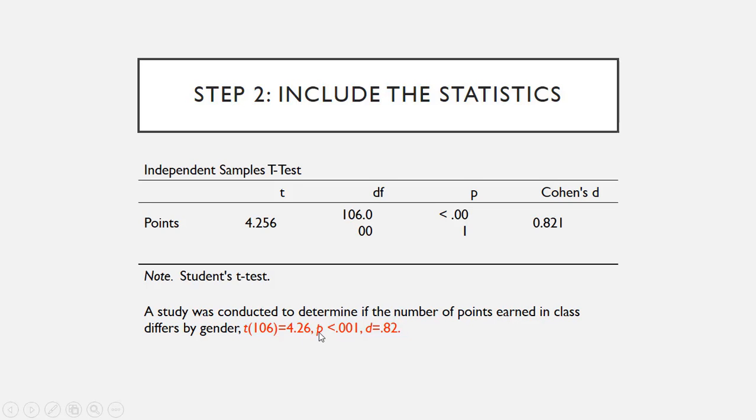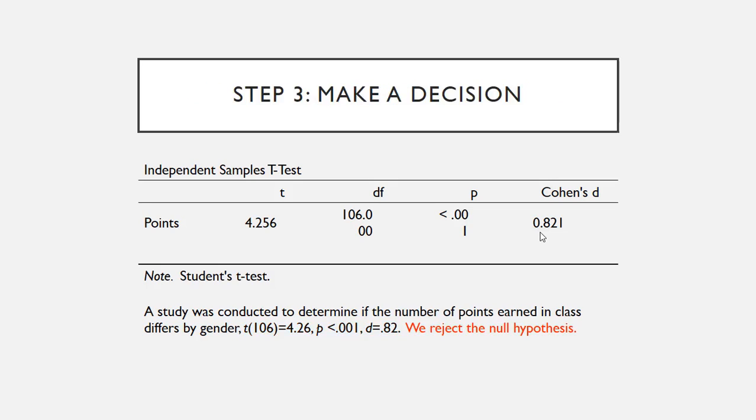And in this case, we're not reporting an exact p-value because we don't have it. We just know that the p is less than 0.001. But this time is a little different. We're going to also include our Cohen's d, showing that d equals 0.82. That is including the effect size in our results because it was statistically significant.